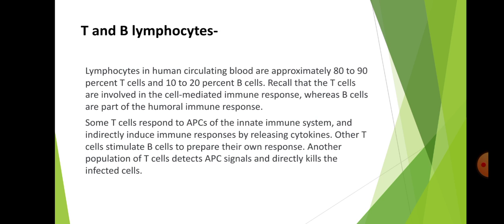T and B lymphocytes. Lymphocytes in human circulating blood are approximately 80 to 90% T cells and 10 to 20% B cells. Recall that T cells are involved in the cell mediated immune response, whereas B cells are part of the humoral immune response. Some T cells respond to APCs, which means antigen presenting cells of the innate immune system, and indirectly induce immune response by releasing cytokines. Other T cells stimulate B cells to prepare their own response. Another population of T cells detects APC signals and directly kills the infected cells.